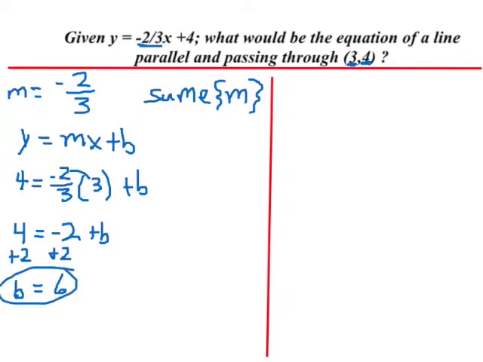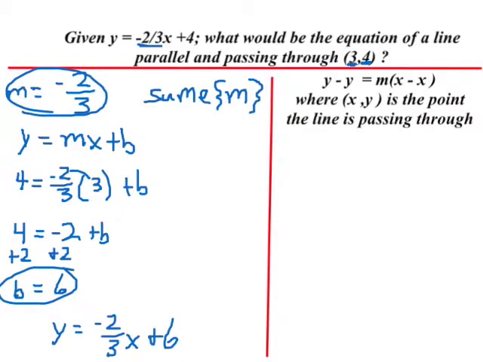So since we have our b, we have our slope, we can plug into the equation: y equals negative 2/3 x plus 6. There's our equation. Well, but you know, there's also a formula.